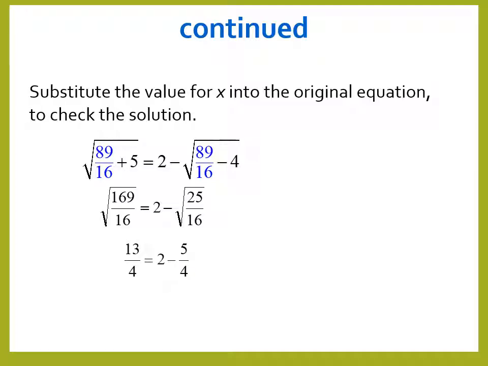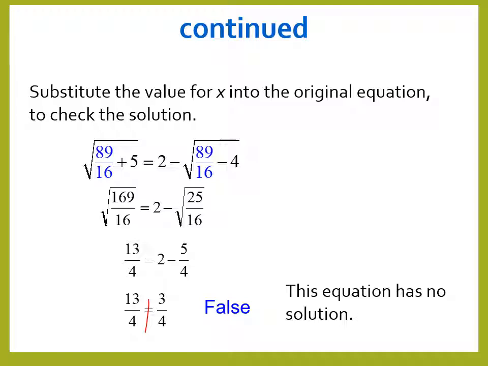So I simplify it, and I get 13 divided by 4, because the square root of 169 is 13, and the square root of 16 is 4, equals 2 minus 5 over 4, and that's because the square root of 25 is 5, the square root of 16 is 4. And then I keep cleaning it up, and lo and behold, it makes a false statement. So what that means is this equation has no solution. Womp, womp, womp. So yes, we did all that work to find out that there's no solution. They can never equal one another.